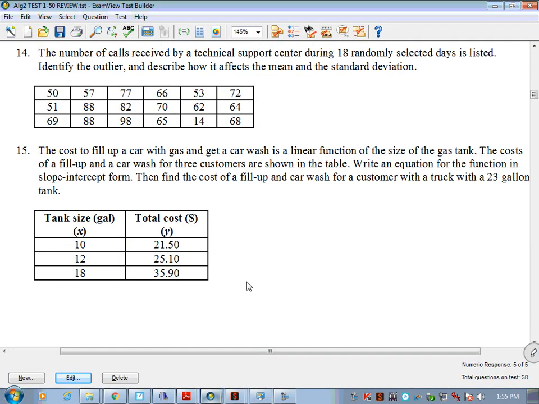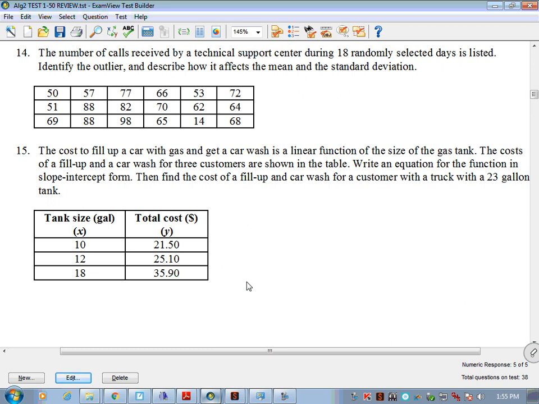Let's go down to number 14. Number 14 comes from Lesson 25, Finding Measures of Central Tendency and Dispersion. The number of calls received by a technical support center during 18 randomly selected days is listed. We want to identify the outlier and describe how it affects the mean and standard deviation. I believe they do want you to find the mean and standard deviation.